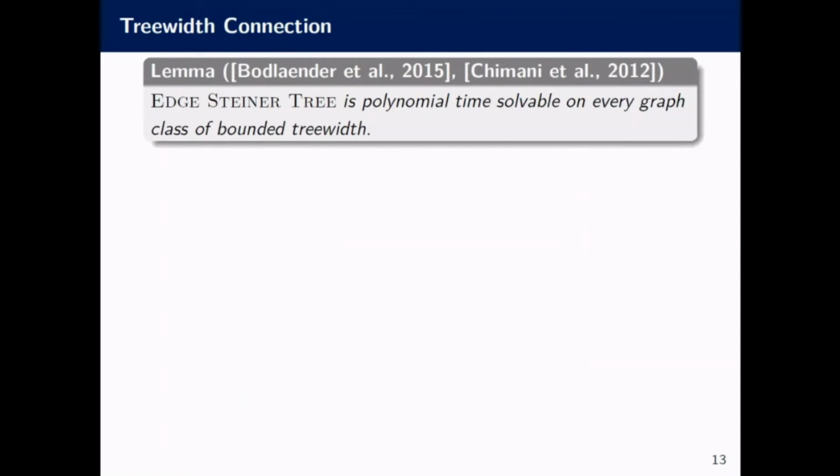Width parameters are important because when you consider a graph class that has bounded width, many problems become easy to solve. And this is the case for Steiner tree. This is a result from Bodlaender and Chimay, and it says that Steiner tree is polynomial-time solvable on every graph class of bounded treewidth.